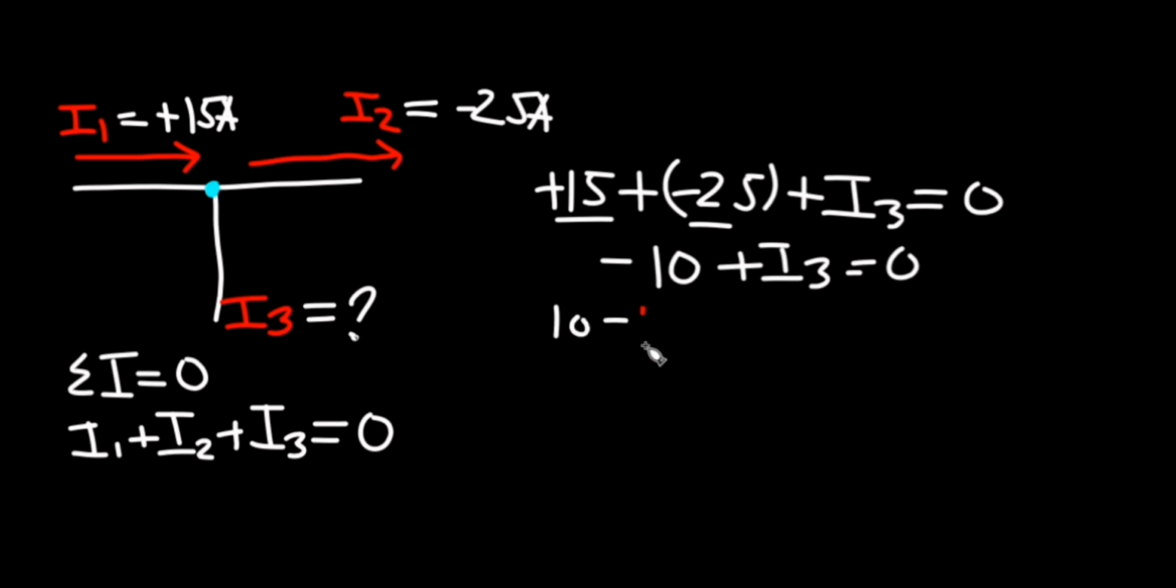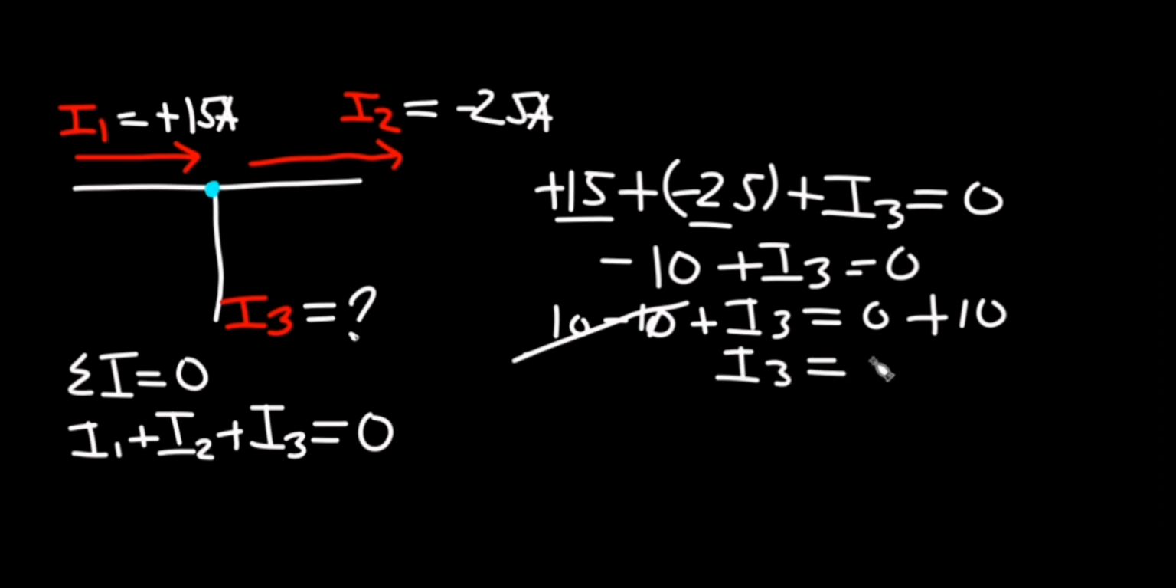Adding positive 10 on both sides of the equation to transpose negative 10. Here, 10 minus 10 will be cancelled out. Finally, I3 is equal to positive 10. Meaning, the direction of I3 is entering the junction since it's positive.